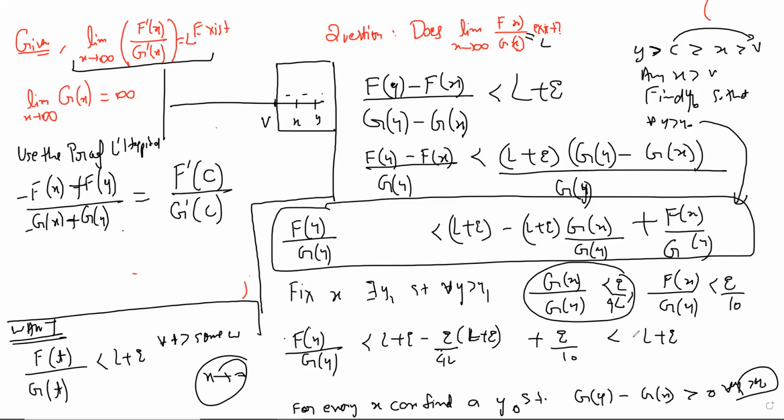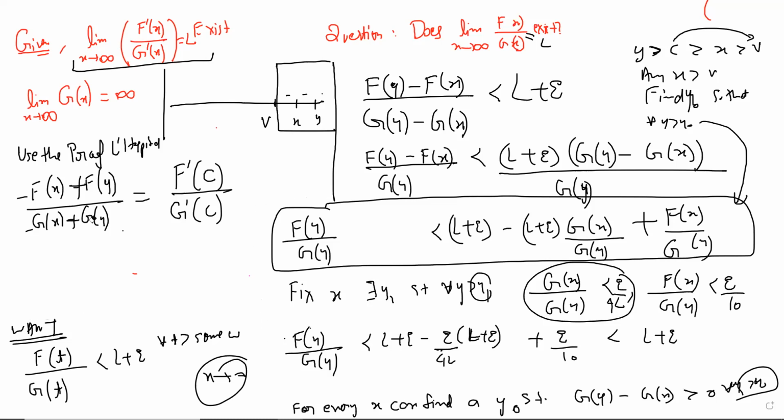Okay, so what have I shown? I have shown that there is a y1 such that beyond that y1, f(y) by g(y) is less than L plus epsilon for any epsilon. So please ask if there are any questions so far. I mean, we are done. We are almost done.